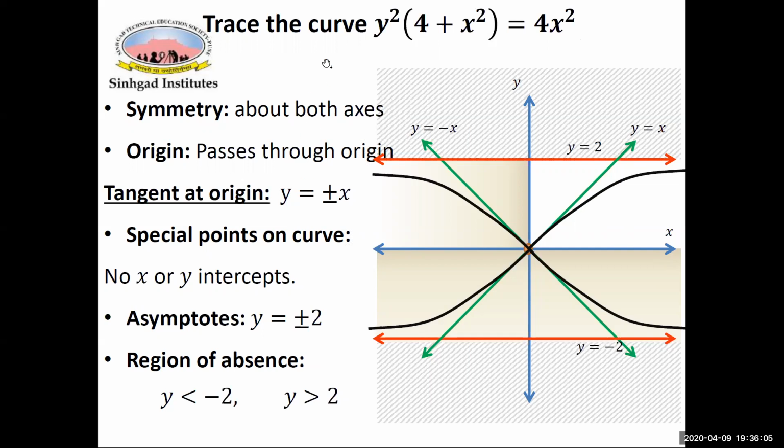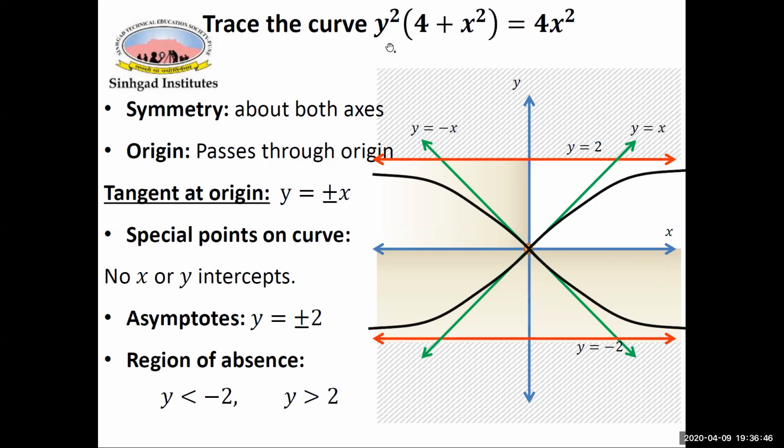To find the tangent at origin, equate the lowest degree terms to 0. 4y square has degree 2. X square y square has degree 4. 4x square has degree 2. There are 2 terms which have degree 2, so equate them to 0. That is 4x square minus 4y square is equal to 0. Hence y square equal to x square, which means what? Y is equal to plus or minus x. These are the tangents at origin.